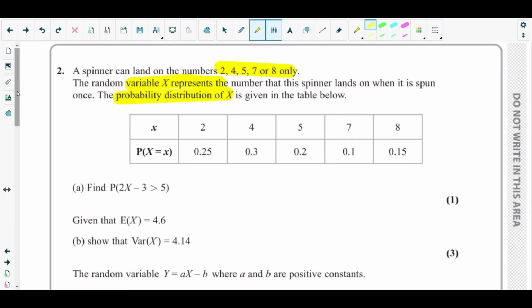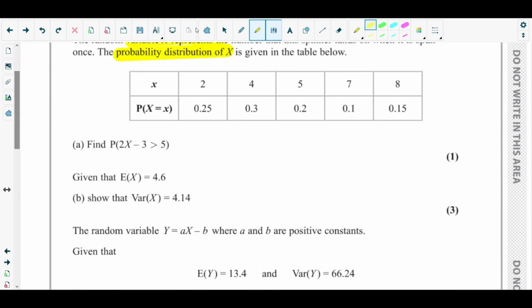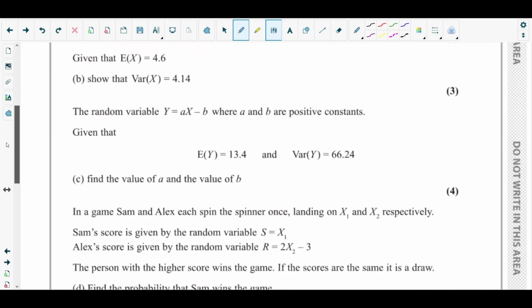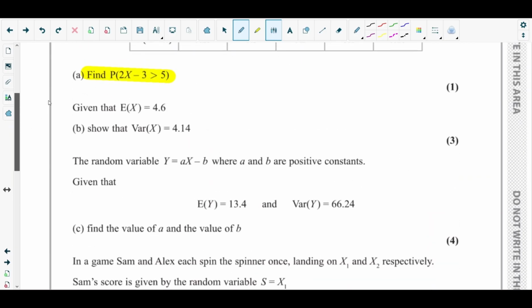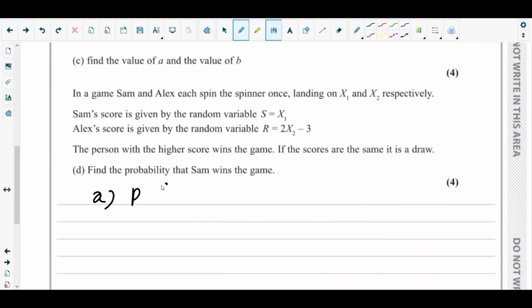In part A, they are asking to find the probability of twice of x minus 3 greater than 5. So we need to find out that probability. We can write twice of x, take minus 3 to the right side like solving an inequality, greater than 8. So probability of x greater than 4.